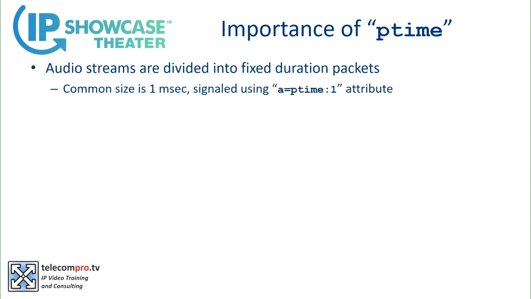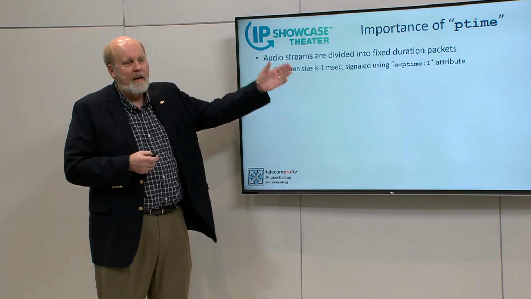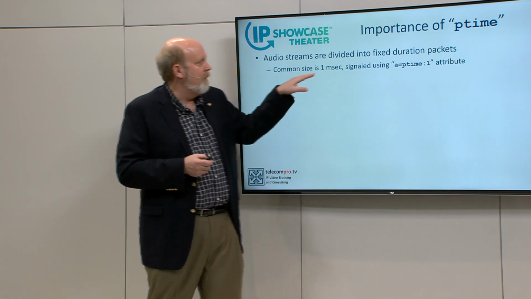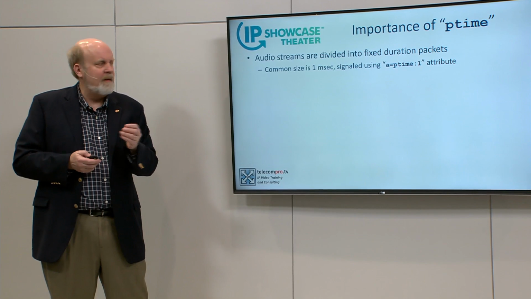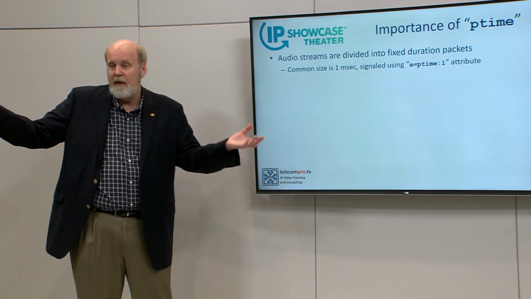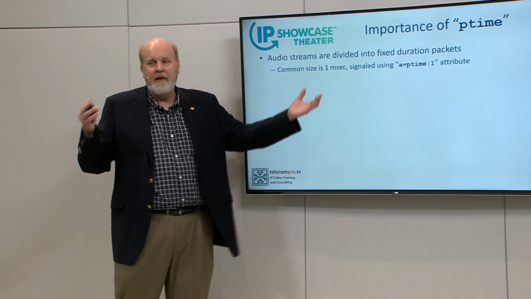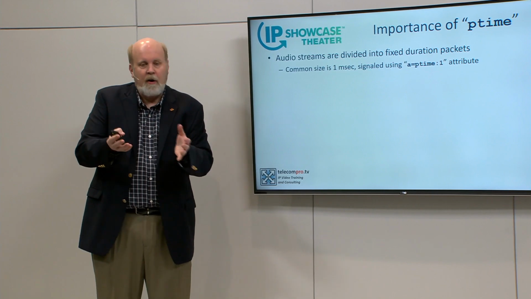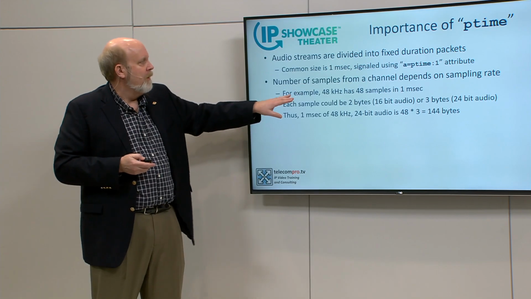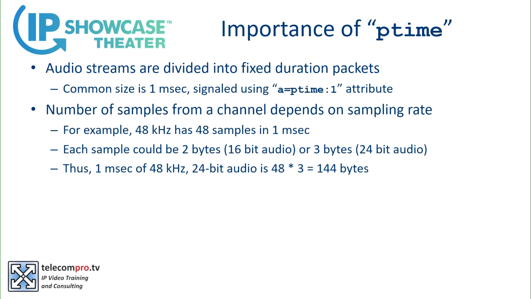So, P time, packet time. Audio streams are divided into fixed duration packets. So a typical packet duration would be 1 millisecond. So that would be something that we would put in our session description protocol and say every packet in this audio stream is 1 millisecond long. So what does that mean? So if we're dealing with 48 kilohertz sampled audio, okay, that means 48,000 samples per second. 1 millisecond will be 1/1000th of that, or 48 samples of audio in the packet. Simple math, okay? So 48 kilohertz has 48 samples in 1 millisecond.